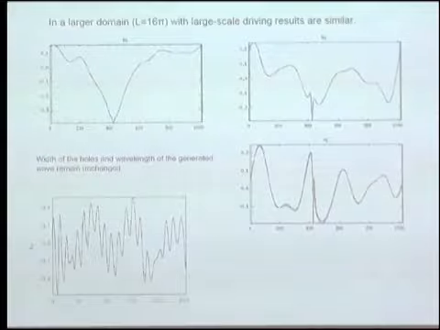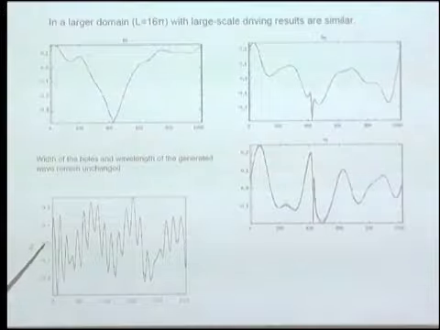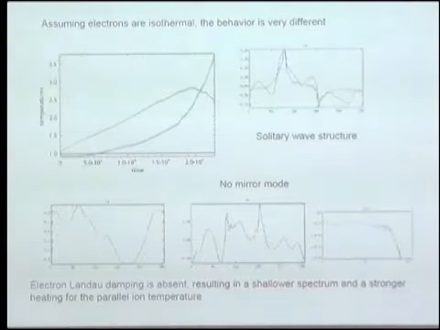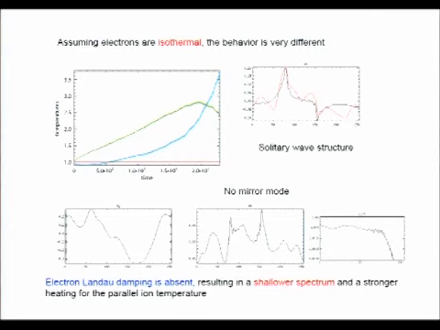So this is just to show that in a larger domain, this kind of slow waves appear, but at the same physical scale, so it's not a numerical effect. And finally, to mention the importance of electron dynamics, I will show that if you assume that the electrons are isothermal, which might look like a reasonable approximation, then the behavior is very different.